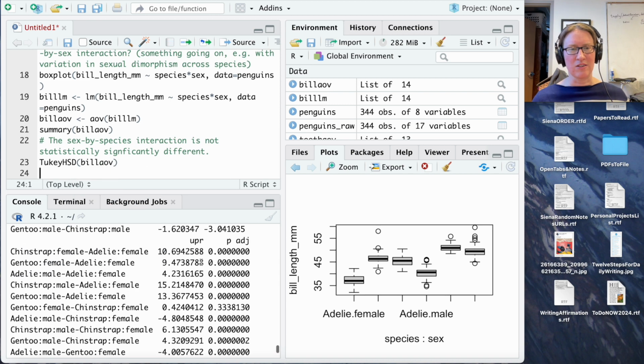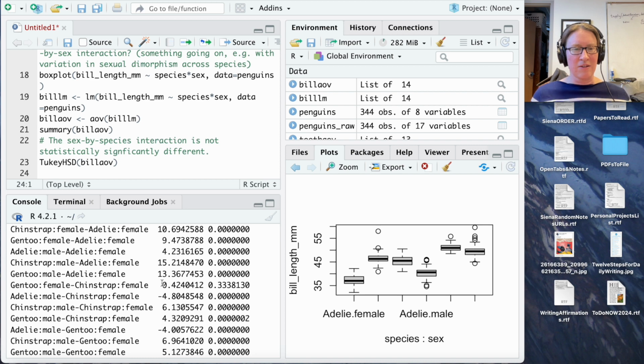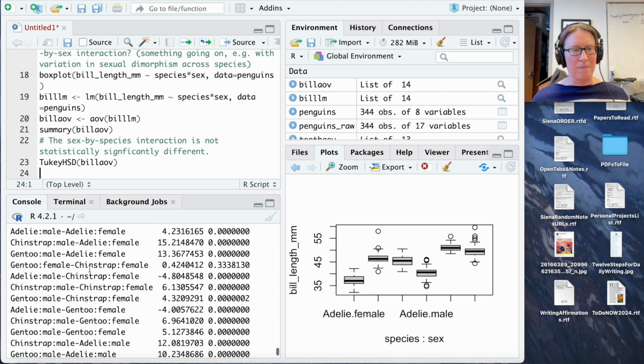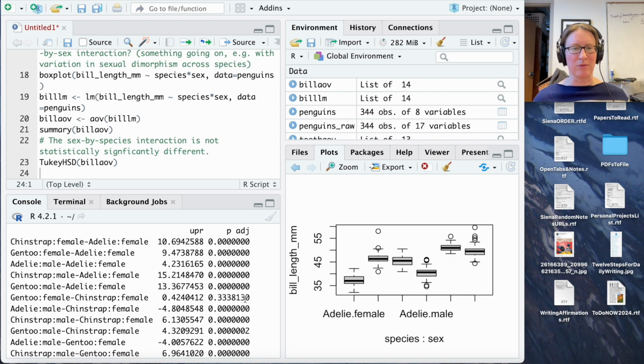Okay, and then use this to go through and evaluate, where do we see similarities, where do we see differences, right? And in this case, almost everything's statistically significantly different from each other, aside from the female gentoo and chinstrap penguins, which are similar in size to each other, and then the gentoo and chinstrap male penguins are, well, they're still below 0.05. So the only similarity we see here is actually between female gentoo and chinstrap penguins.